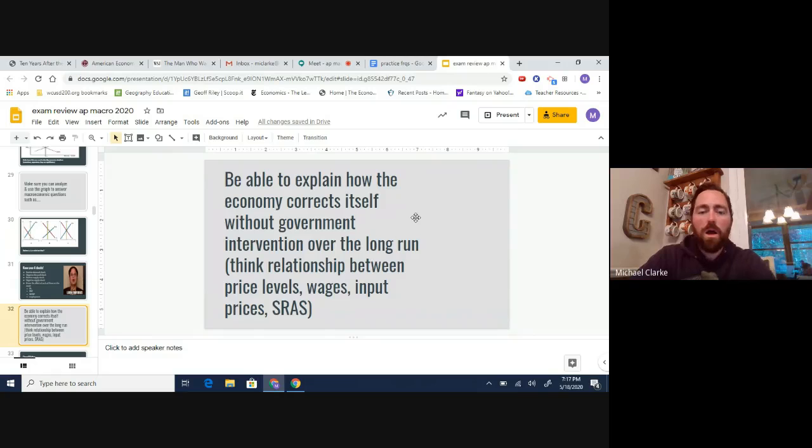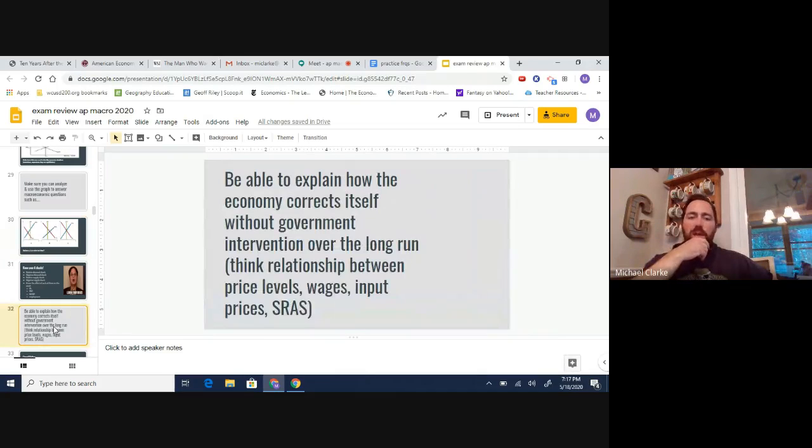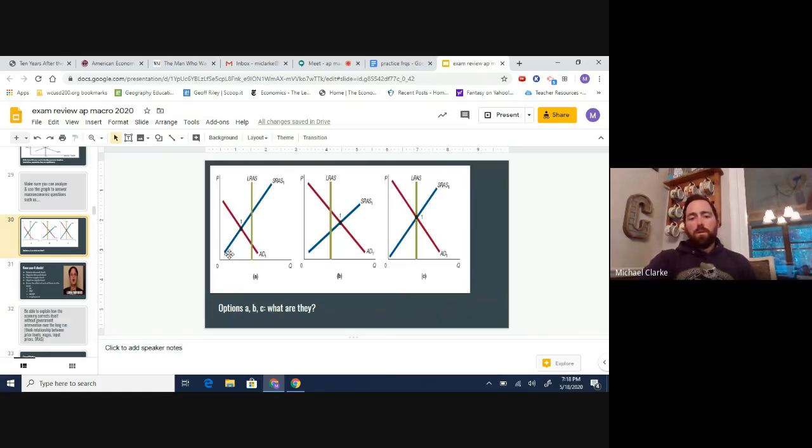Also, given a macroeconomic situation, like here, like in graph A or graph B, you have to be able to explain. I can almost guarantee you that this will be one of the questions on the FRQ. You have to be able to explain how the economy corrects itself over the long run, all right? So really quick, I'm just going to do one of them. Let's say our economy is in situation A, graph A, okay?